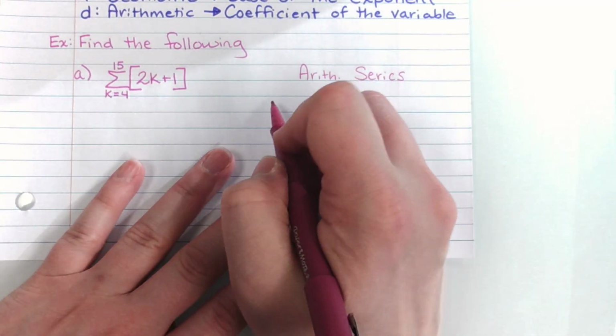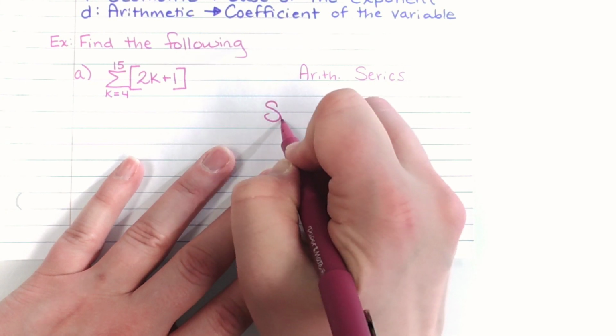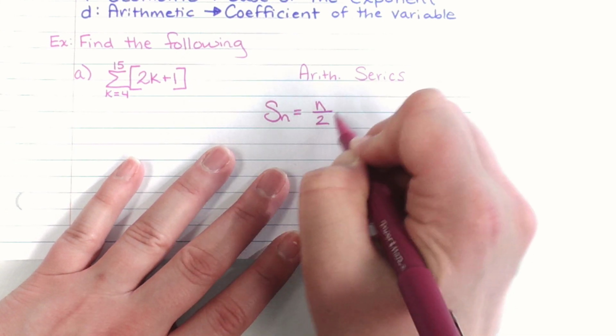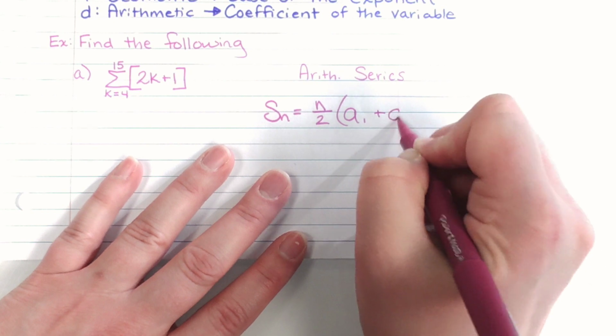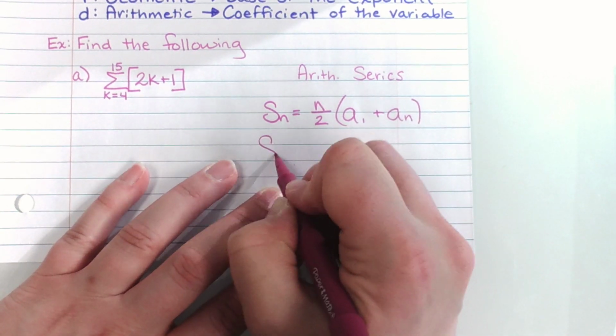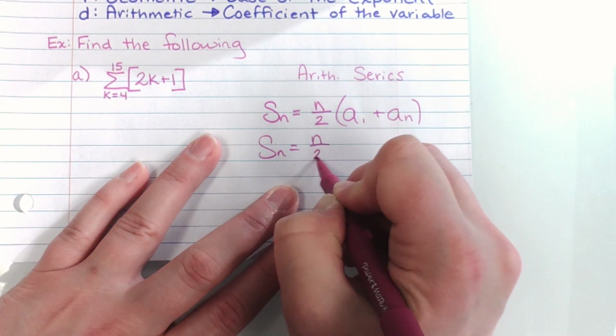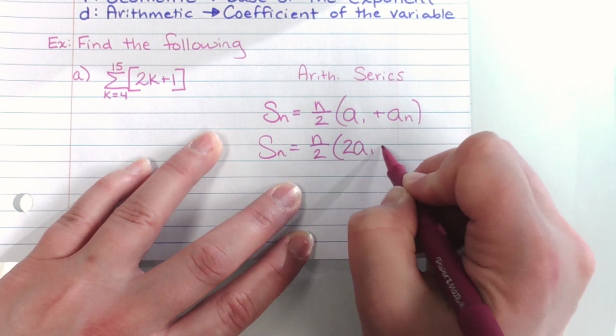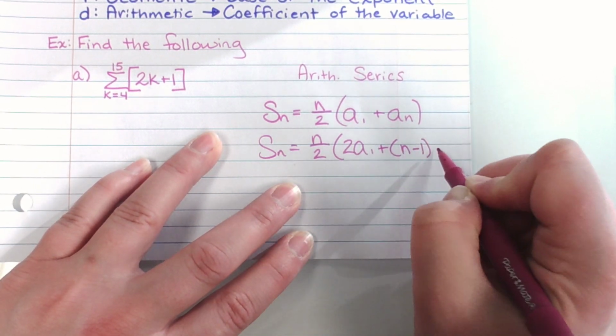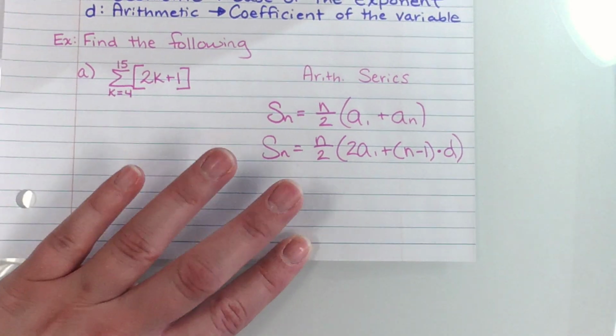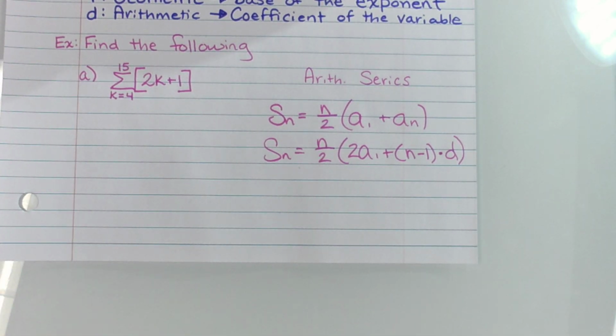Arithmetic series have two different formulas. S sub n equals n over 2, a sub 1 plus a sub n, or S sub n equals n over 2, 2a sub 1 plus n minus 1 times d. Which one you use is a personal preference if you can find the variables for both of them. If you can't find the variables for both of them, then you use whichever one you can find the variables for. They both require n.